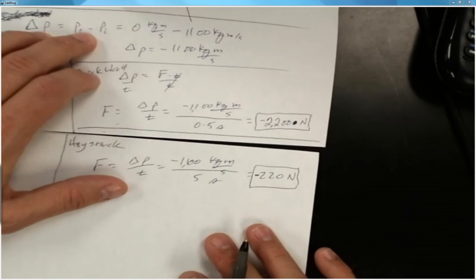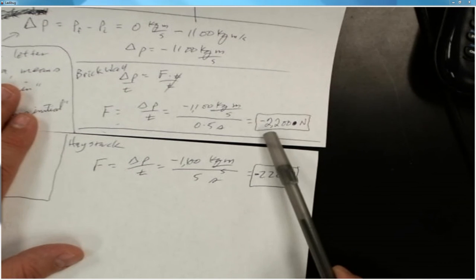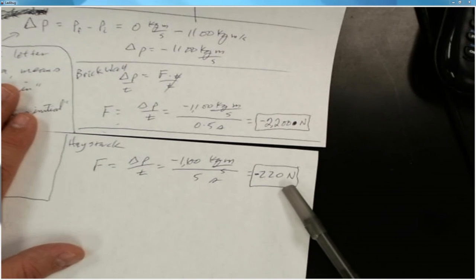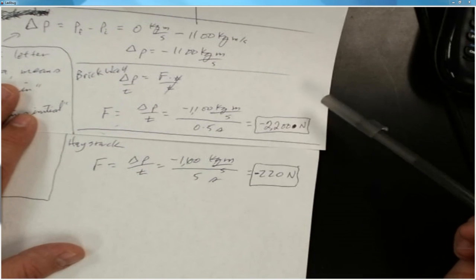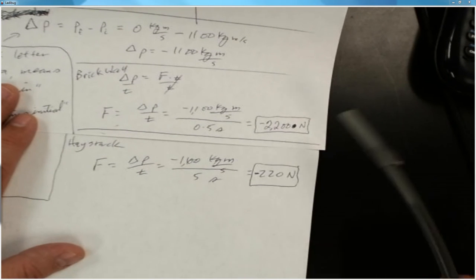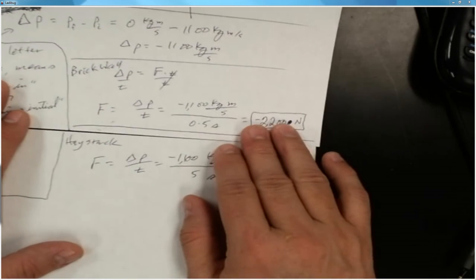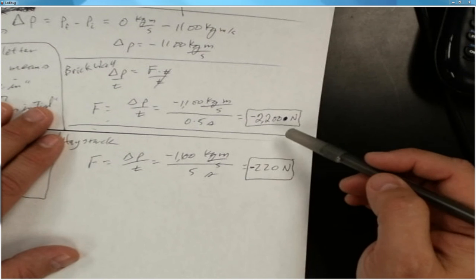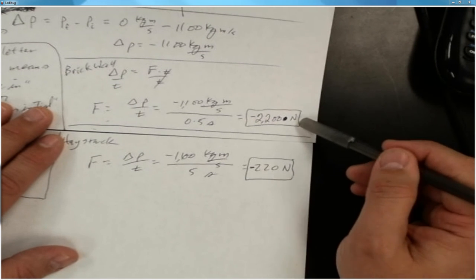So look at these two situations. If you run into the brick wall, your body experiences a force of 2,200 newtons. But if you run into the haystack, your body experiences a force of 220 newtons. Would you rather be hit by this much force or this much force? Well, personally, I'd rather not be hit at all. I don't like to get hit. But if you had to get hit either by a brick wall or a haystack, this is why I'd rather run into a haystack than run into a brick wall.